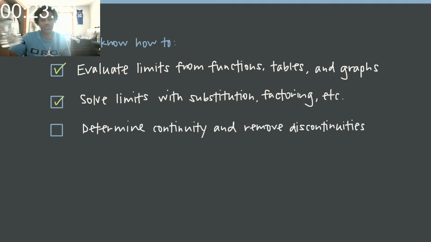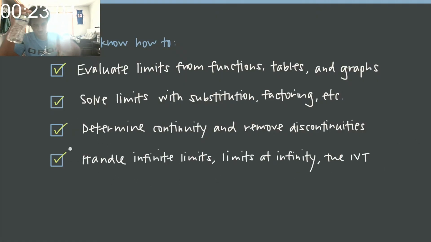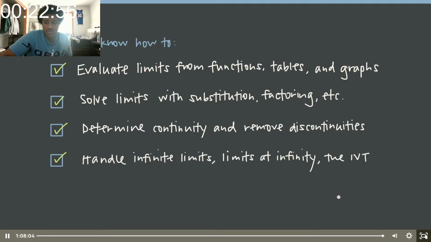And then third, you want to be able to talk about continuity, and you want to know how to remove discontinuities when the discontinuity is actually removable, because of course not all discontinuities are removable. And then lastly, you want to be able to handle infinite limits at vertical asymptotes, limits at infinity, which is the end behavior, and horizontal asymptotes, and the intermediate value theorem. Once you're done with the practice questions for Unit 1, go ahead and jump into Unit 2, where we're going to dig into the derivative, its definition, and all the rules that we use to calculate derivatives.